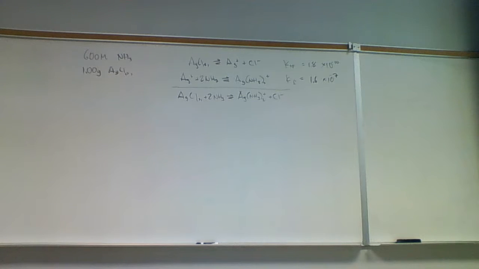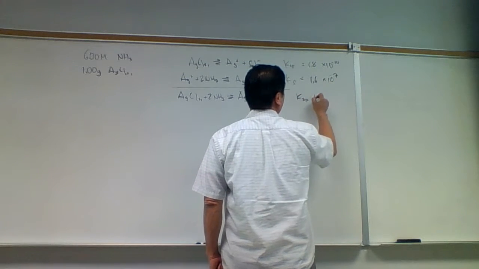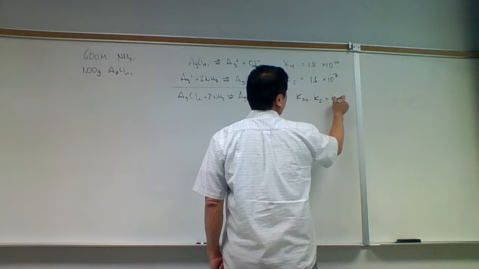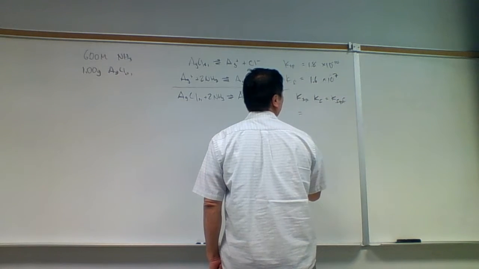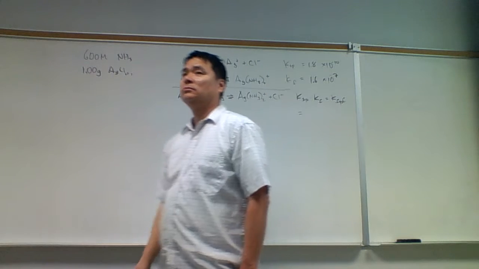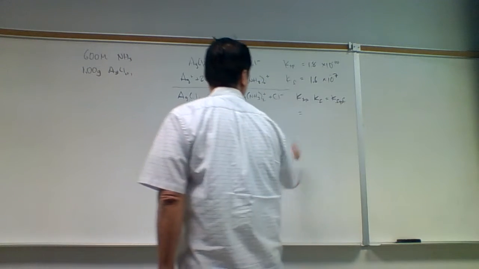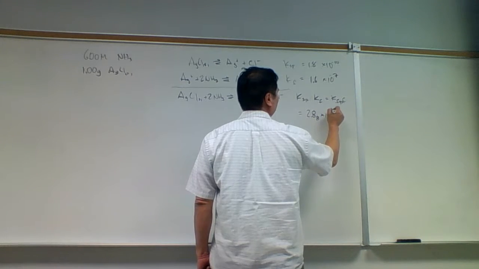So then what? This is going to be KSP times KF, which we call KSPF, which is equal to 2.88 times 10 to the negative 3.